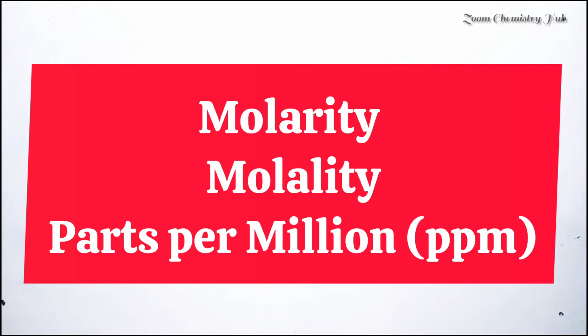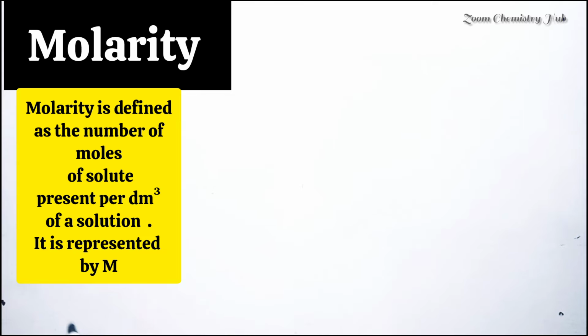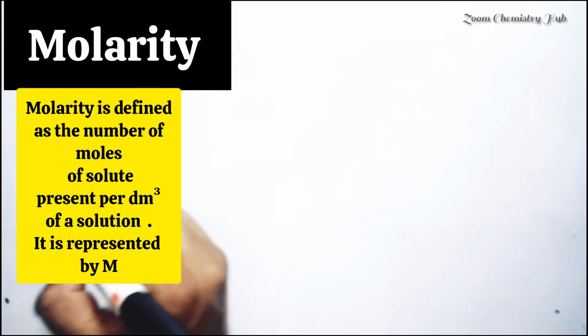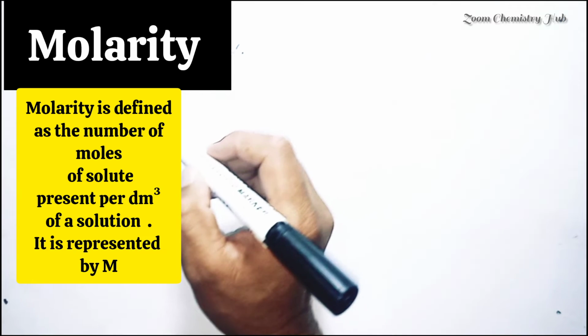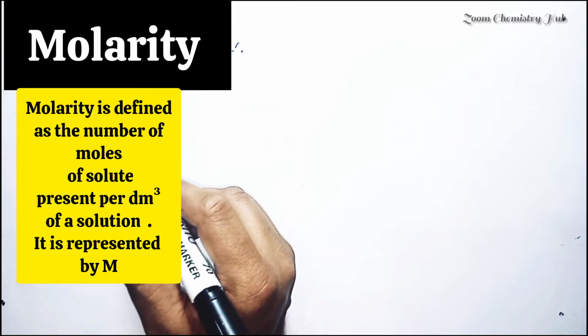Today in this video we will discuss and learn the most important terms used in analytical chemistry, that is molarity, molality and parts per million. So first we will take what is molarity. We can define molarity as the number of moles of solute per decimeter cube of the solution.